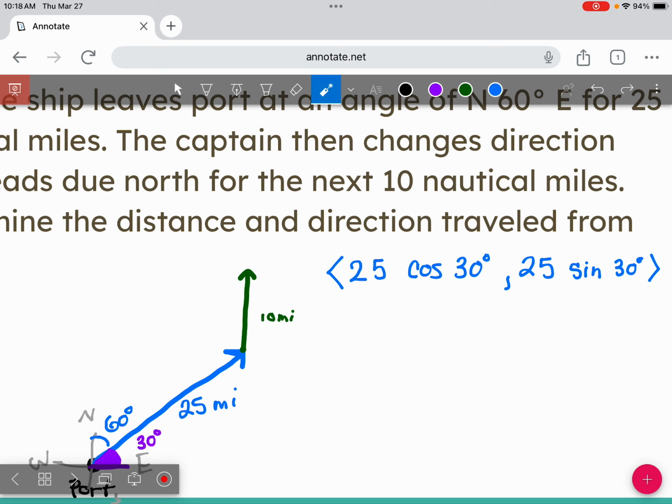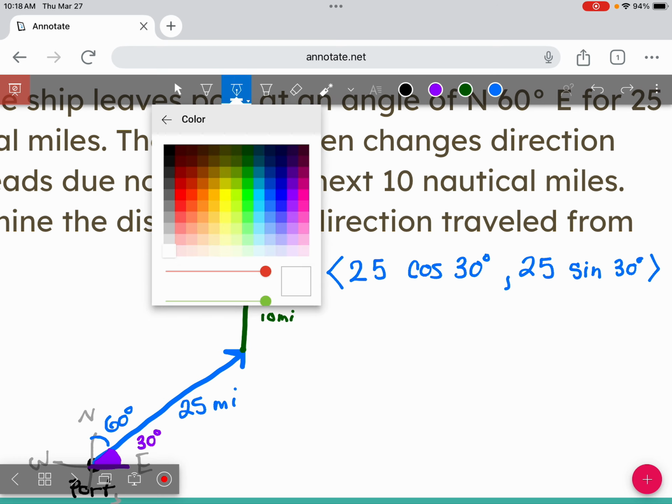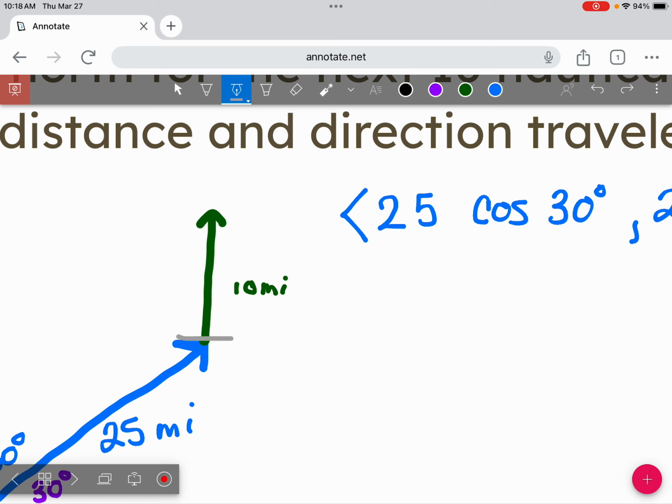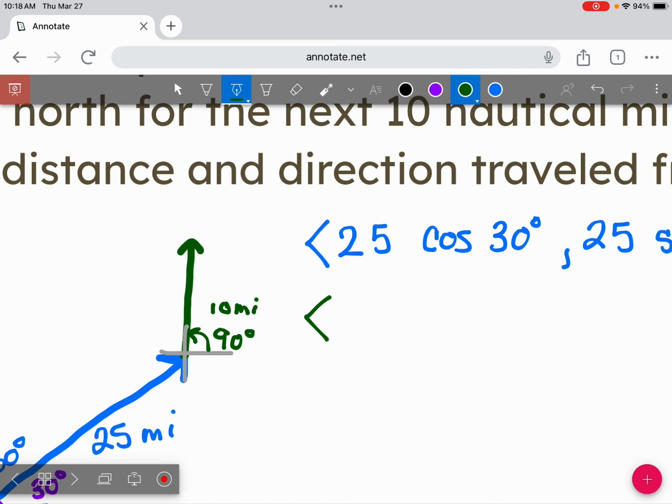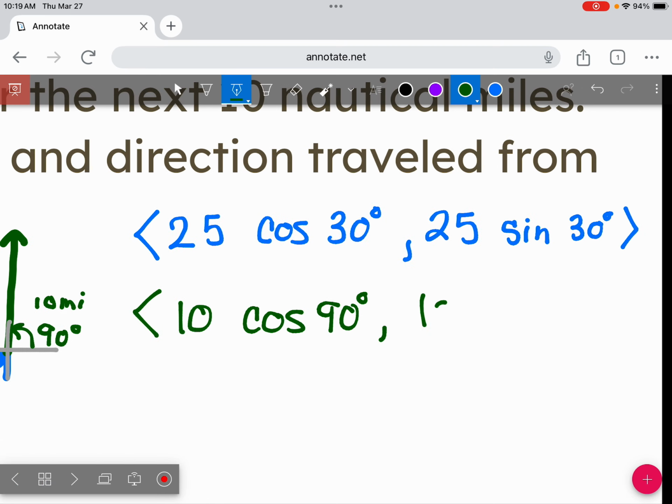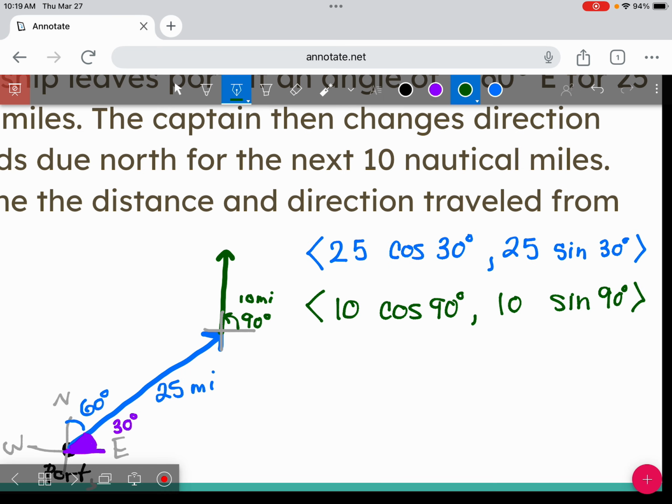Then we're going to do the same thing with the green one up here, which means, again, I need that angle off of here. What angle is on this green vector? 90. It's this guy right here off of our standard position. So we're going to use our 90 degrees here. The magnitude on this green one is that 10. So our vector is going to be 10 cosine of 90 degrees, not 9 degrees. There we go. And 10 sine of 90 degrees. So those are our two vectors. All right, questions on that bit?